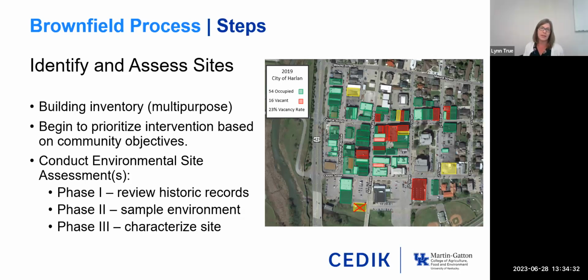If after the phase 1, the findings indicate that there's really no evidence or no indication that there would be any contamination, then the process stops there. And the local government can go ahead and try to market and redevelop that piece of property. So again, it's all done in progressive steps, just trying to find out whether or not there is in fact a contamination issue with that site.